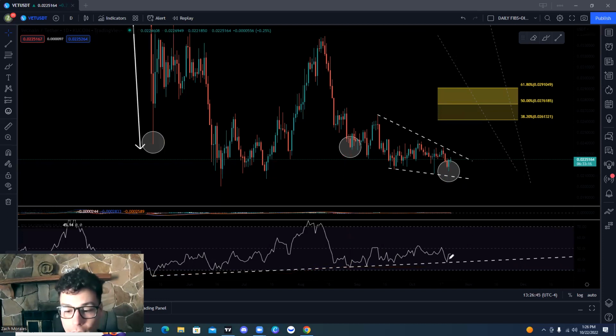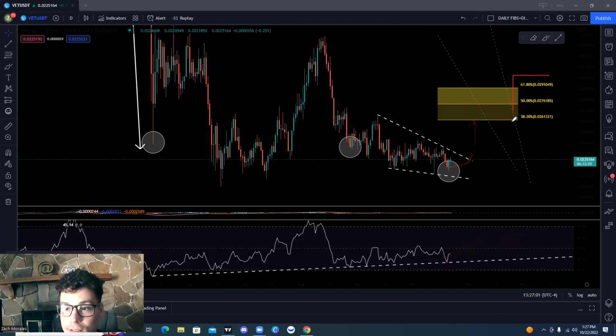So we may get a big pop, or if we break this bullish divergence trend line, you can expect the coin to fall. But for right now, things look good. We're going to see if it can continue to push up higher on the relative strength index and ultimately get a breakout of this trend line.